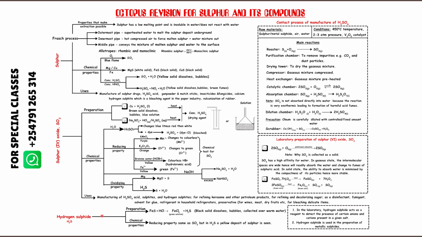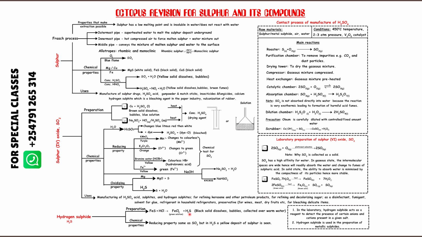Hydrogen sulfide preparation, we normally use iron 2 sulfide plus dilute HCl. We can also use copper sulfide or zinc sulfide plus dilute HCl, whereby you get a green solution plus hydrogen sulfide. The observation that will be made in the conical flask is that the black solid, the iron 2 sulfide, dissolves. There are bubbles of a gas with a pungent smell, and the gas is collected over warm water. But if needed dry, it is collected by downward delivery because it is denser than air.